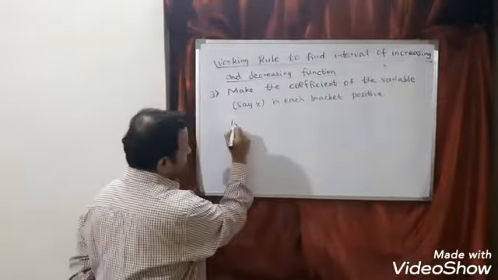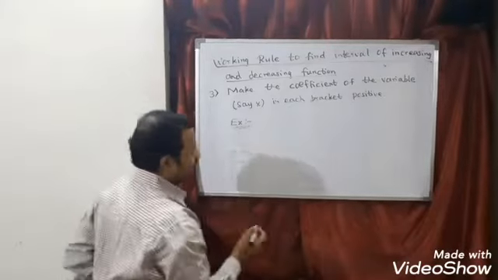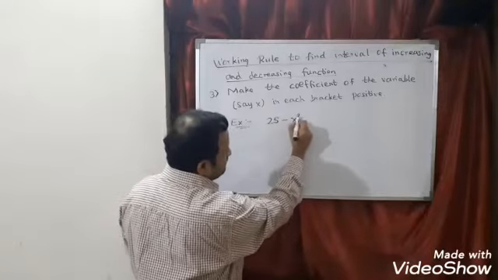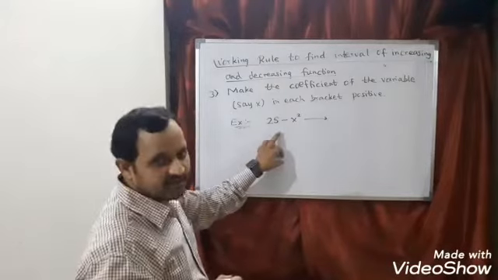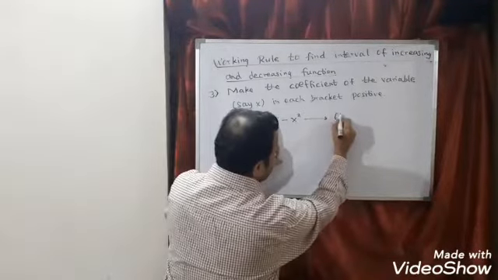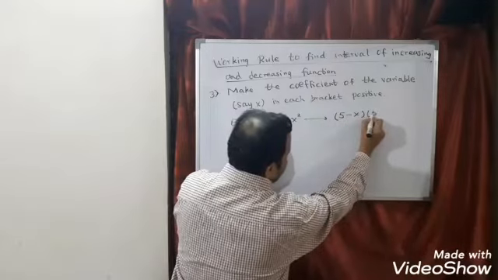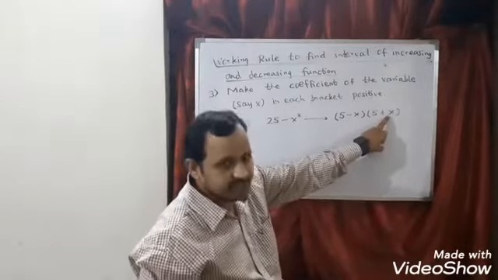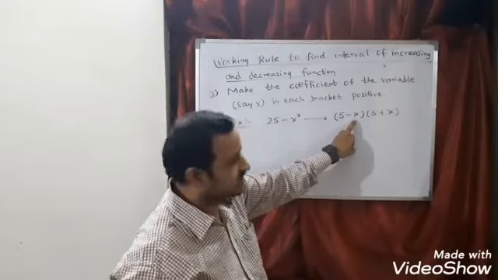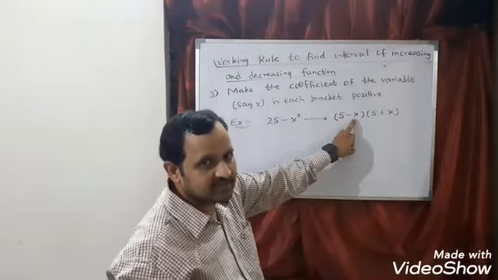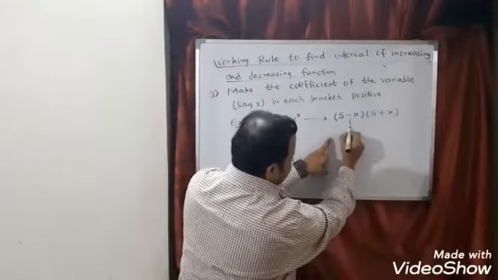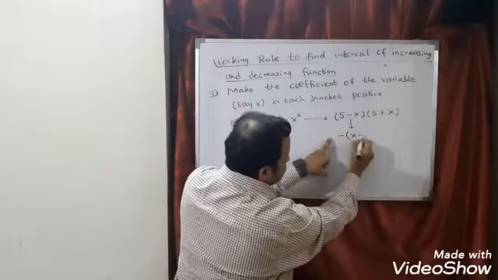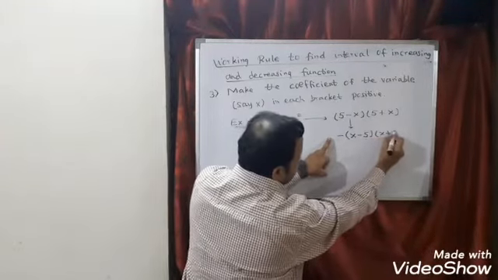Let us see this by one example. For example, something like 25 minus x square. First to break this, how to break this? This we can write as 5 minus x into 5 plus x. If you see this step, coefficient of x is positive here, coefficient of x is negative, but we have to make this positive. How to make this positive is take minus common from this. So what you will get here is x minus 5 into x plus 5.